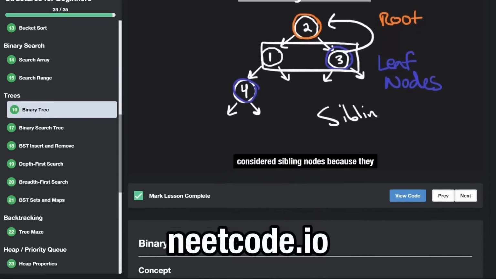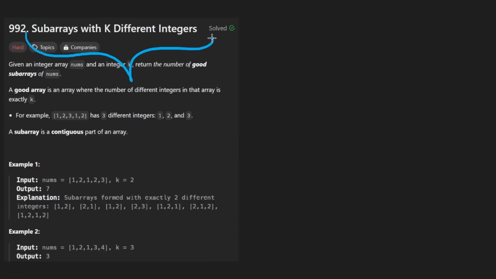So today let's solve the problem subarrays with k different integers. This is a fun one, and at first it seems pretty simple. We're given an integer array of nums and an integer k. Return the number of good subarrays, and a good subarray in this case is defined as being an array where the number of distinct integers in the array is exactly k. I don't know why they use the word different. Maybe it's to confuse you, but really it means distinct. As you can see from this array, it has three distinct integers, 1, 2, 3.